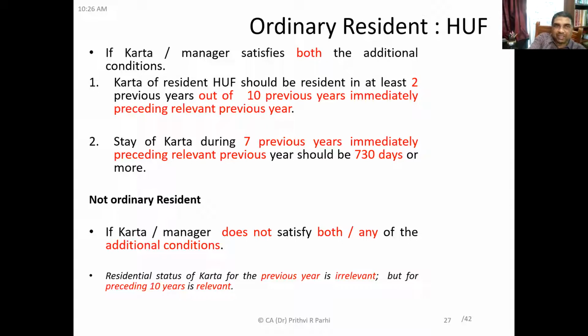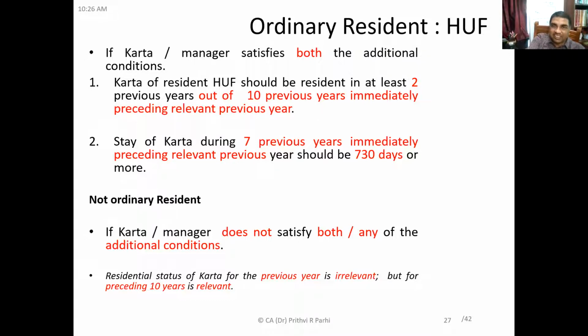Now, if the Karta satisfies both the additional conditions, what happens? The Karta of a resident HUF should be resident in at least 2 previous years out of the 10 previous years immediately preceding the relevant previous year. That means the same 2 years test is applied. In addition, the stay of the Karta during the 7 previous years immediately preceding the relevant previous year should be 730 days or more.